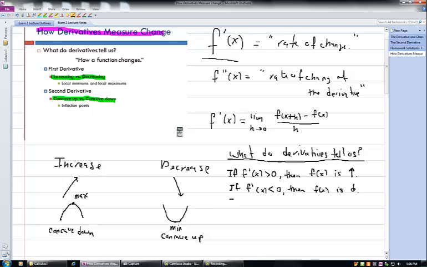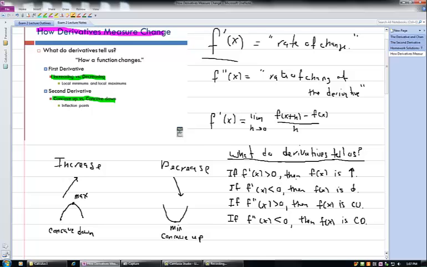Now the second derivative gives us concavity. So if f double prime of x is greater than 0, then f of x is concave up. So CU. And then if f double prime of x is less than 0, so it's negative, then f of x is concave down.